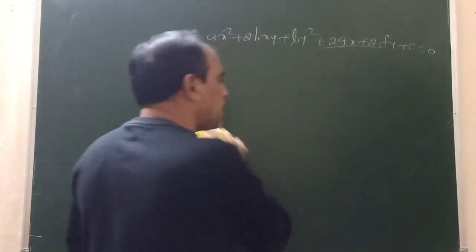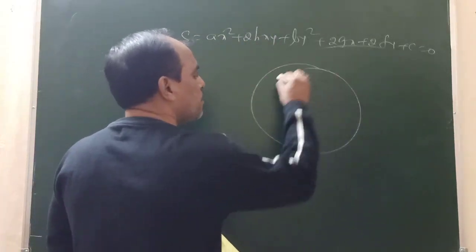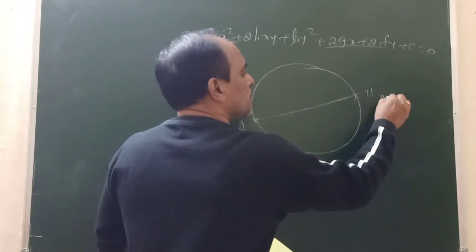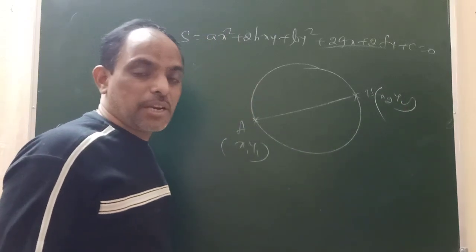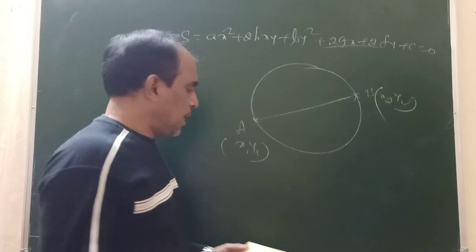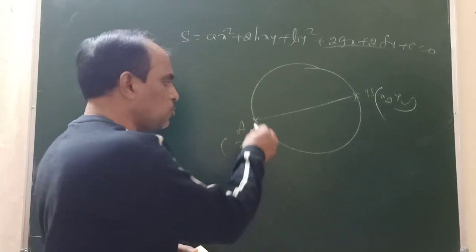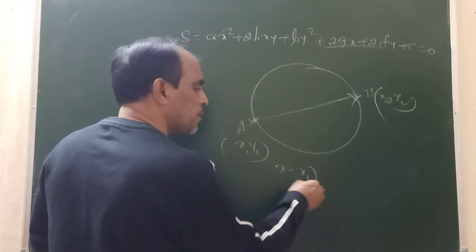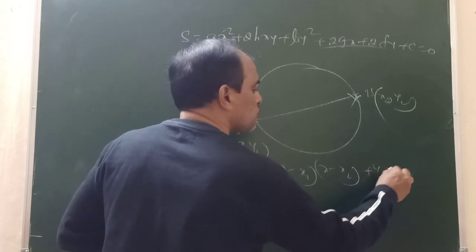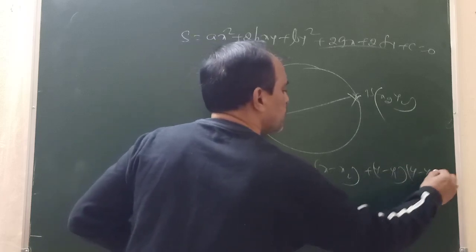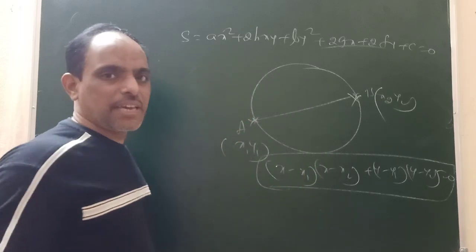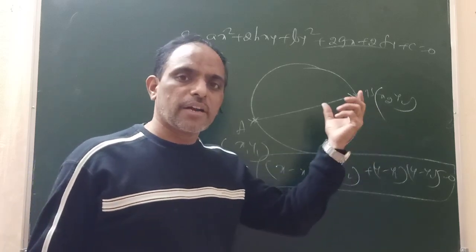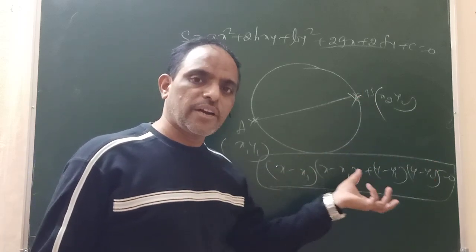Now there is one more equation of the circle, when the ends of a diameter are given. Let us suppose these are the two extremities of a diameter of a circle. There will be an infinite number of diameters for a circle, and I am taking one diameter whose ends are x1 y1 and x2 y2. Then the equation of the circle is x minus x1 into x minus x2 plus y minus y1 into y minus y2 is equal to 0. This is another way to find the equation of a circle. Use this formula when x1 y1 and x2 y2 are ends of a diameter.